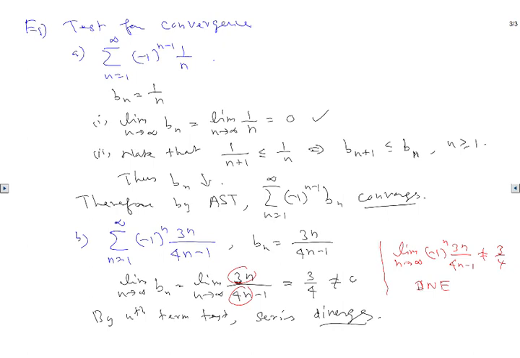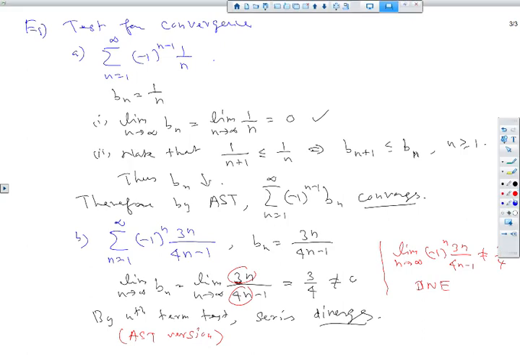But if you look at the alternating series test, we only need Bn. So this is the AST version. In the AST version, we only need Bn, and it goes to 3/4 now. The limit exists and it's 3/4, but it's not equal to 0, so it diverges. Okay, very clear. So let's do another one.